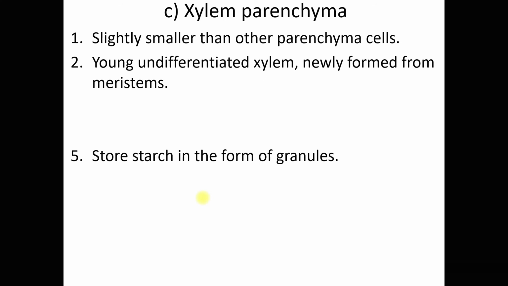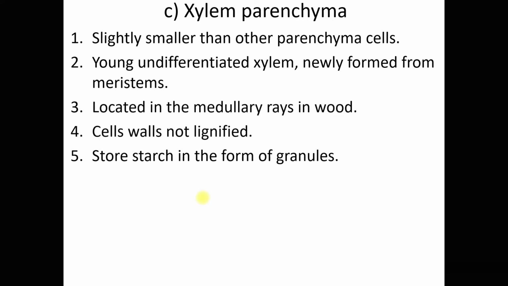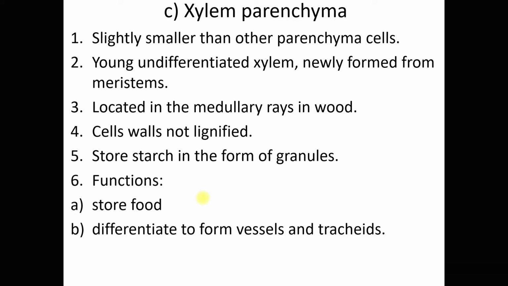Xylem parenchyma, slightly smaller than other parenchyma cells, they are young undifferentiated xylem newly formed from the meristems. So this xylem parenchyma is very similar to the parenchyma cells, except the parenchyma cells that you learned earlier are part of the ground system. This is vascular tissue. Next, the xylem parenchyma is located in the medullary rays in wood, right? And then cell walls are not lignified, and they store starch in the form of granules. Functions to store food and differentiate to form vessels and tracheids.